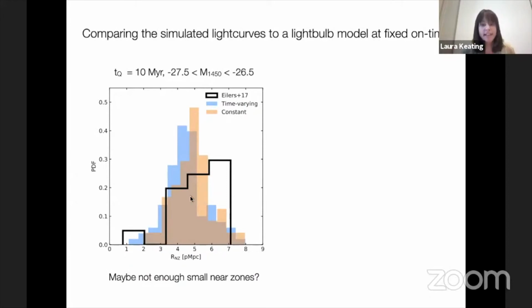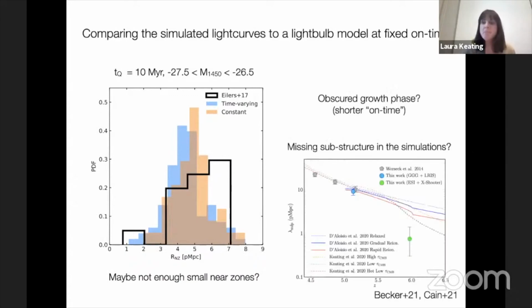And again, we find that the mean of these two distributions isn't so different. So we still find large proximity zone sizes as you'd need to. But also we still get this nice tail towards the small ones, which again would reduce the tension between the simulations and the observations. I will say that we maybe don't get enough of these small near zones. It's been estimated that they need to be about 10% of the entire population, which I don't think we quite get right. But there's other things that we're still not accounting for.